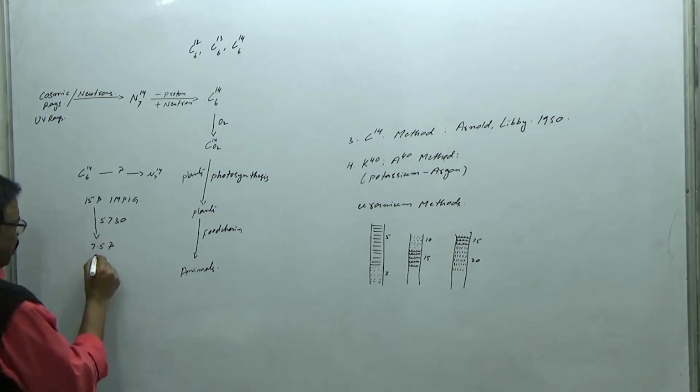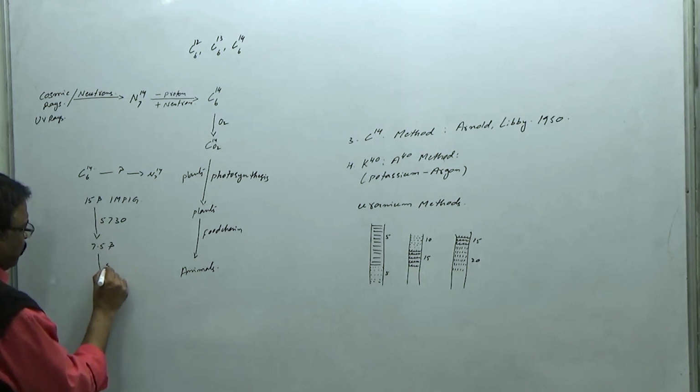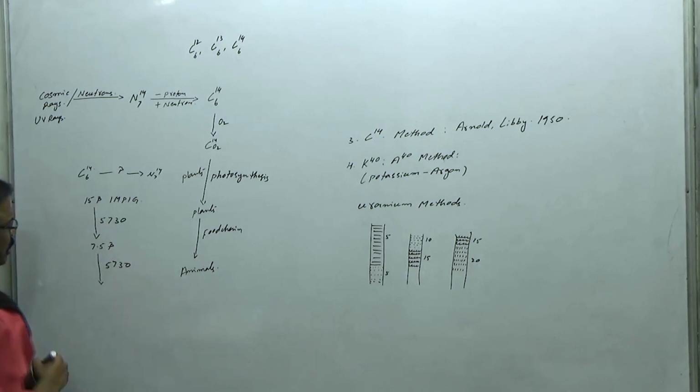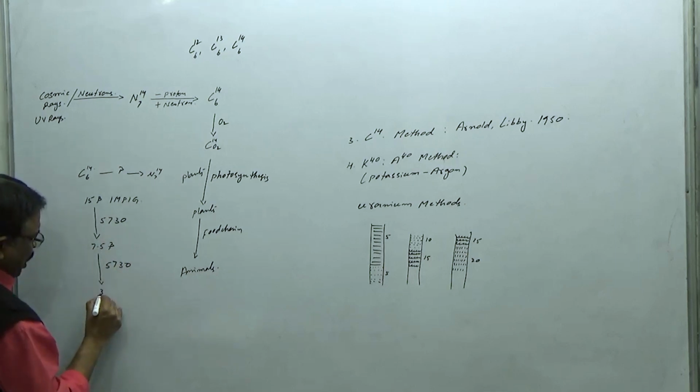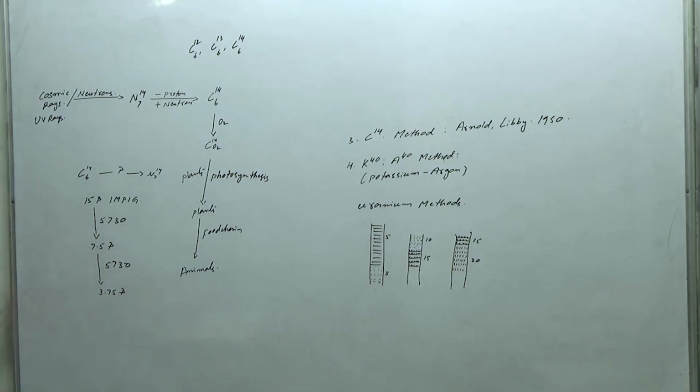Then after another 5730 years, this will become half again. That means 3.75 beta radiations. Again, after another 5730 years, this will become half. That's why 5730 years is known as the half-life of C14.